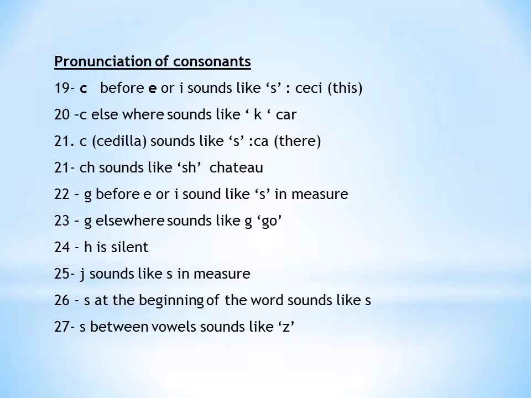The 26th S at the beginning of a word sounds like S. If a word begins with an S, you give it the sound S without any change. Now the 27th S between vowels sounds like Z. As I said earlier, some letters that come in between vowels have a Z sound. So keep in mind these rules and it turns out to be easy to learn French.